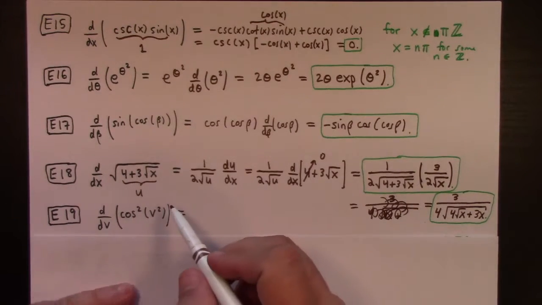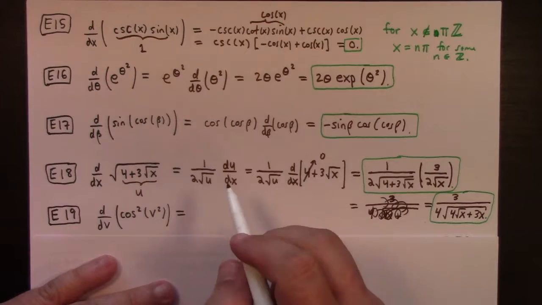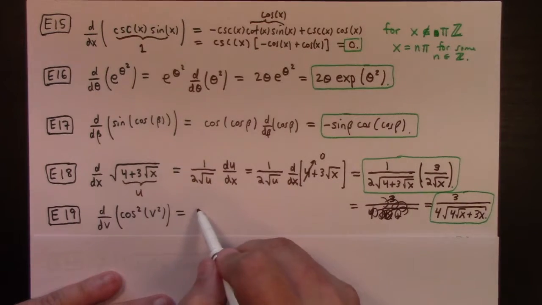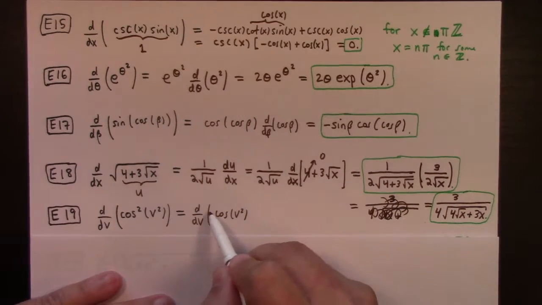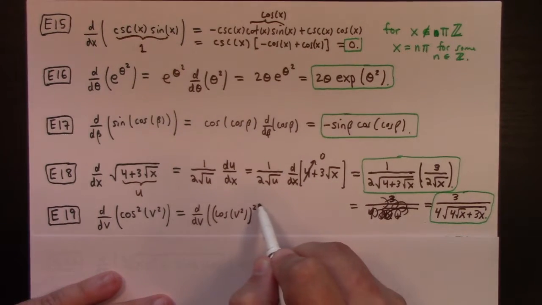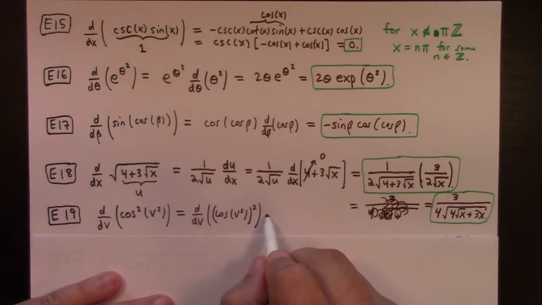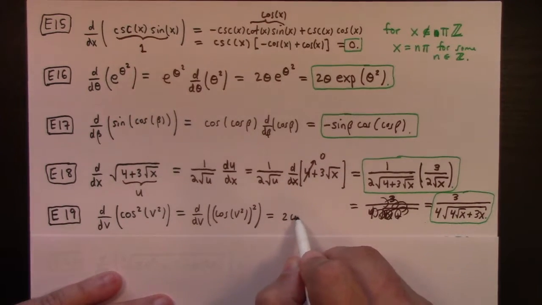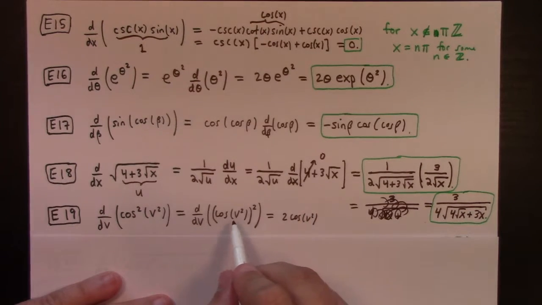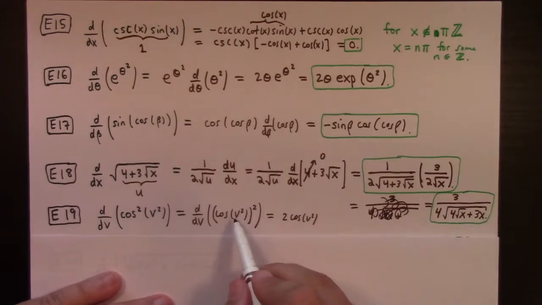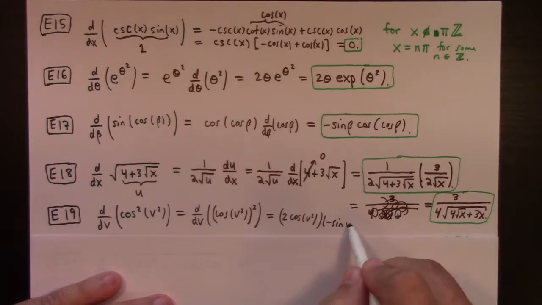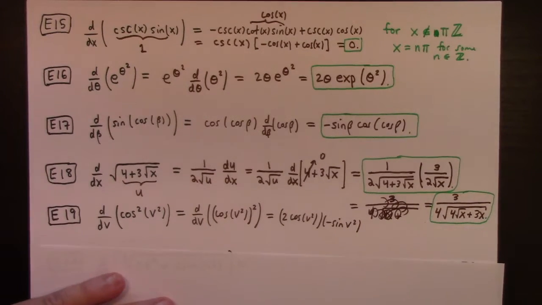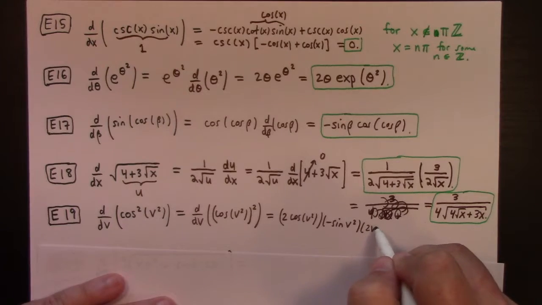Okay, moving on to my next example. Cosine squared of v squared. All right, so you know what this means. This is really d dv of the cosine of v squared, squared. That's what that notation means, right? And so what that is then is 2 cosine of v squared, right? Because that's the inside cosine of v squared. But then I have to multiply by the derivative of the inside function again, which is minus sine of v squared. But then the inside function is still v squared, so I still have to multiply by 2v.